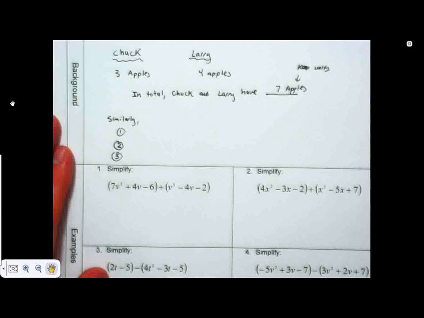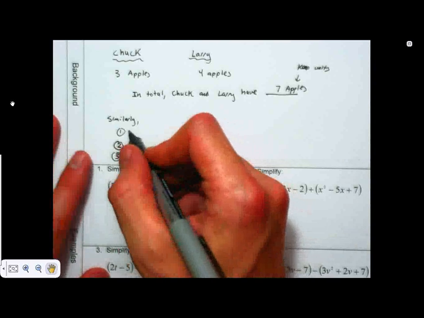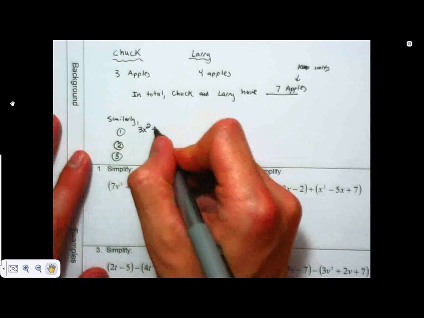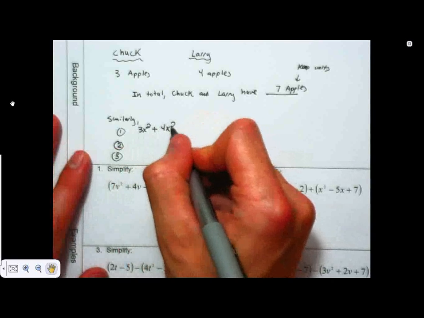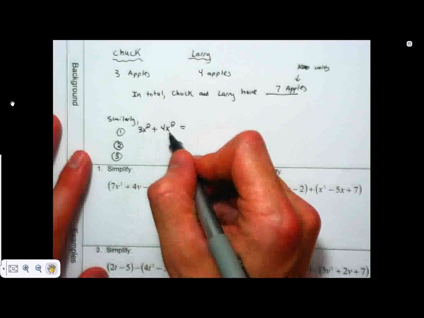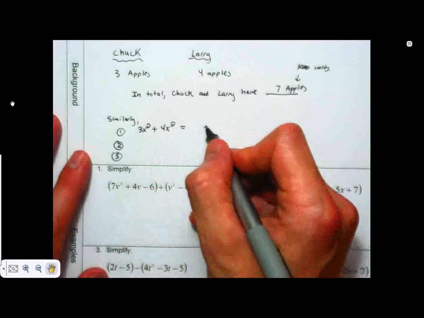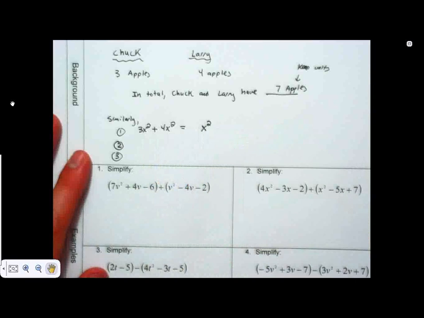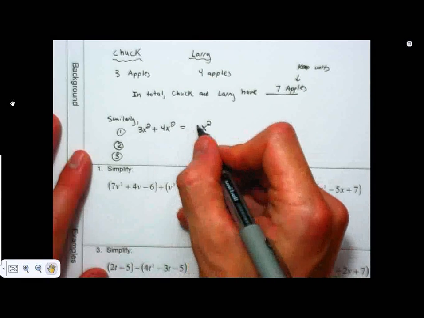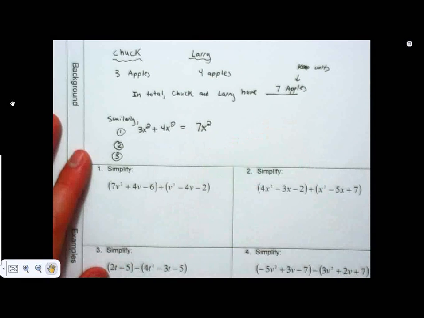Similarly, this is the same principle when I'm adding, say for example, 3x squared plus 4x squared. These again are like objects. I'm adding x squareds with other x squareds. So my final answer I know is going to be something x squared. And now the something is, well, if I add 3 and 4, I've got 7x squared in the end.